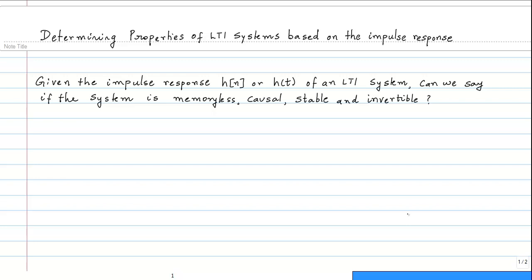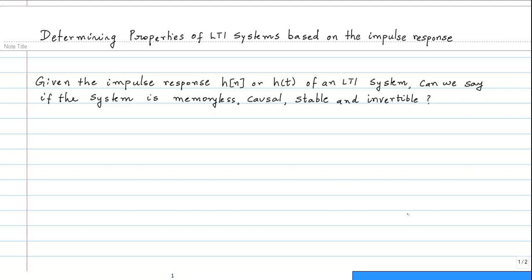In this video, we're going to consider the following question. If I have a linear time invariant system, and let us say that I know the impulse response of this system, based on just knowing the impulse response, can we say if the system is memoryless, causal, stable, and invertible? If we can, how can we find out?